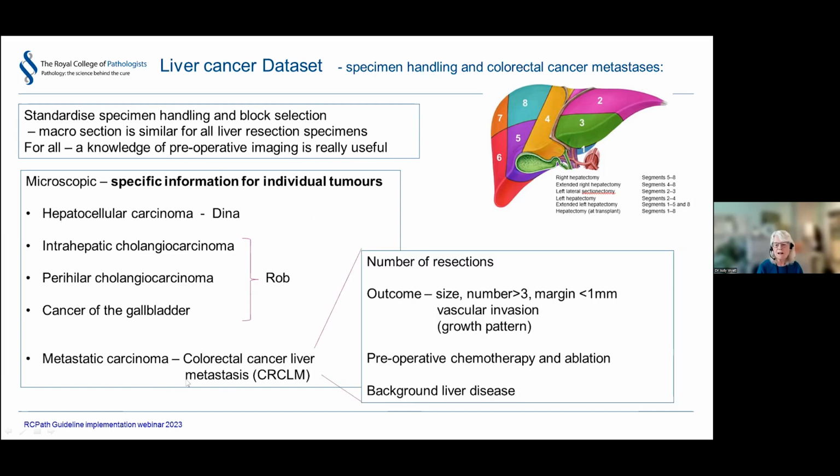Just before we do, metastatic colorectal cancer is a bit of an orphan here because it doesn't have its particular section in other dataset documents. But the number of resections, at least in Leeds, outnumbers primary cancer resections by 2 to 1. And we can tell the surgeons useful information about the likely outcome for the patients after they've had their resections. And the details of that, together with chemotherapy changes and so on, are included in the data set.